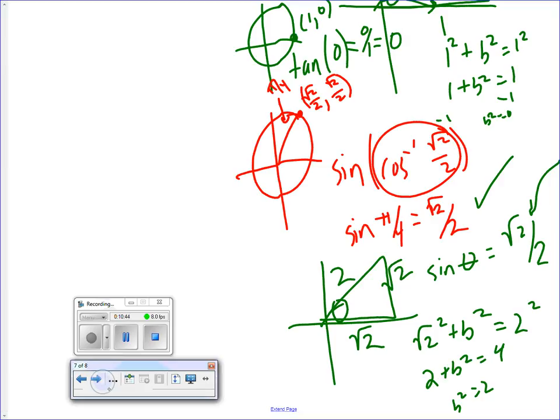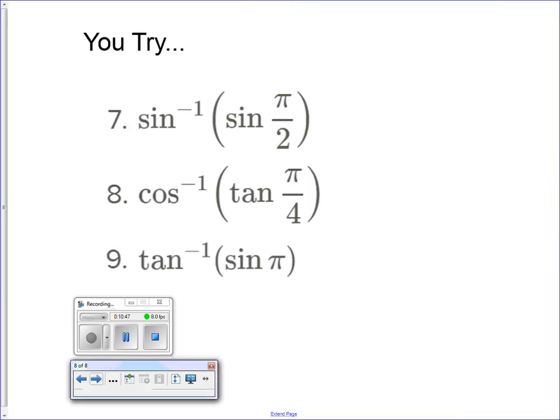So what you're going to do now to end your notes is you have 3 to try on your own that are really similar to all of the examples that you just saw. And we're going to go over these in class.